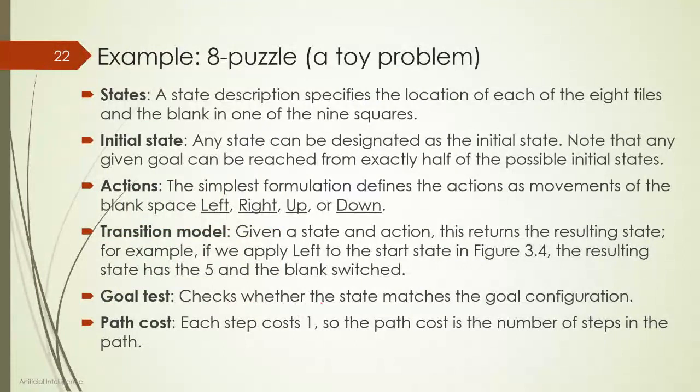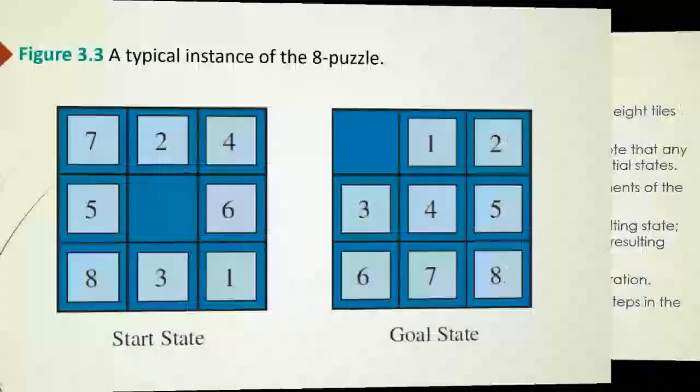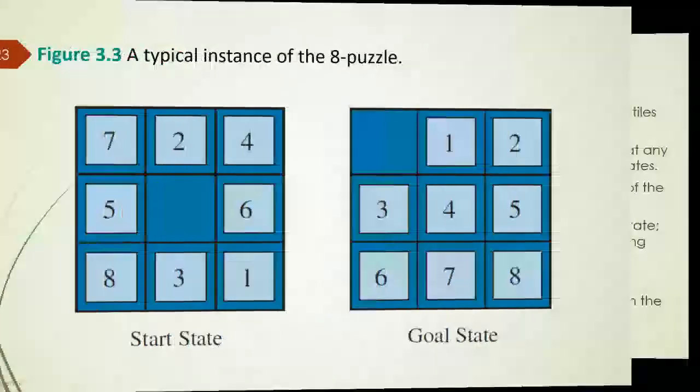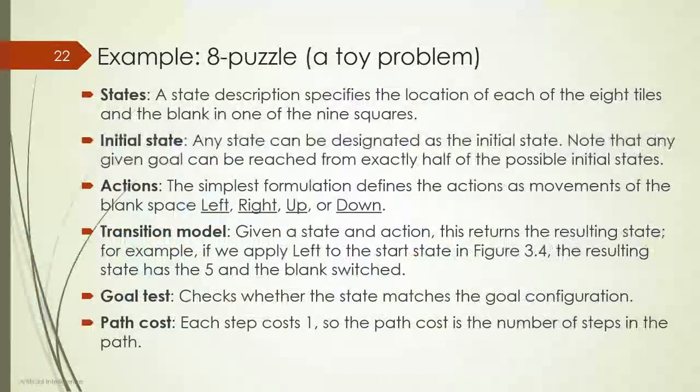Goal checks whether the state matches the goal configuration. Whatever configuration you define, normally we define a configuration like this, having these tiles in order from 1 to 8. And cost: each step costs 1. So the path cost is the number of steps in the path. If you want the most efficient solution, you have to do it with the minimum number of steps.